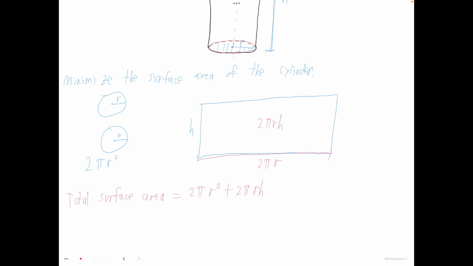But notice we have 2 variables again. We have r and we have h. So what we're going to use is the fact that we know the volume of our can to get a relationship between r and h.